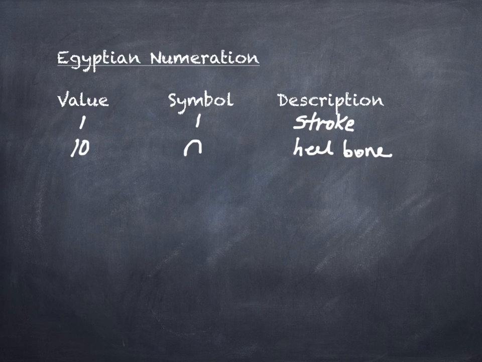Any ideas what the next symbol's value might be? Nope, it's bigger than 10. It's 100. The symbol looks something like this. Almost like a curly 9. It's not quite closed off. The description is a scroll.